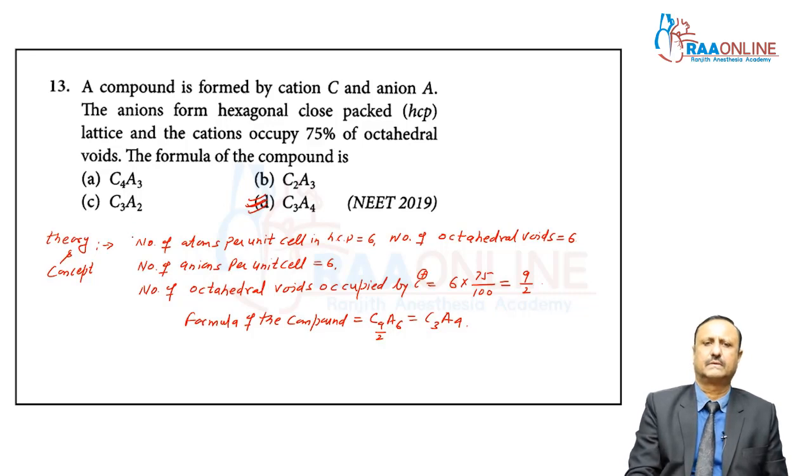This is the concept, my dear students. In HCP, the number of atoms per unit cell is 6, the number of octahedral voids is 6, and the number of anions per unit cell is 6. So the number of octahedral voids occupied by cation C is 6 into 75%, which gives 9 by 2. C is for cation and A is for anion.